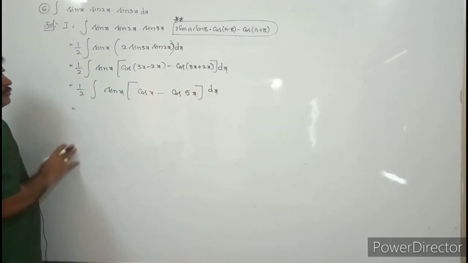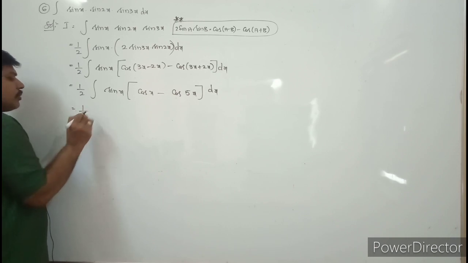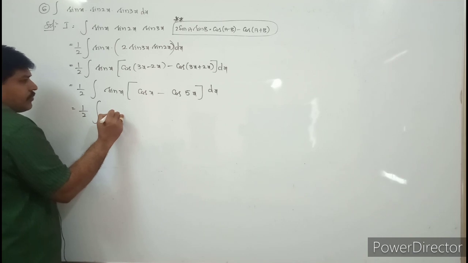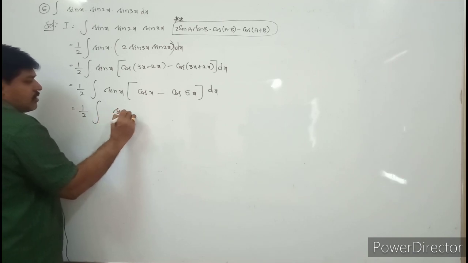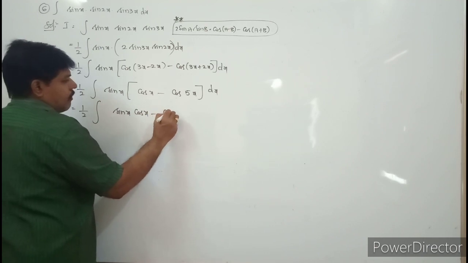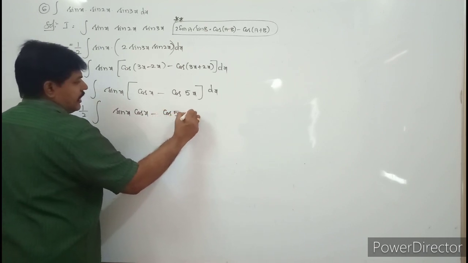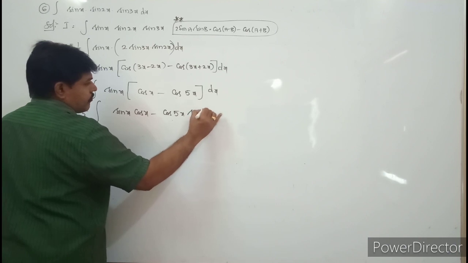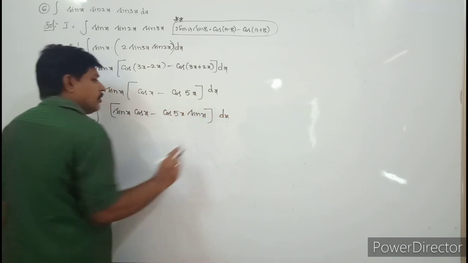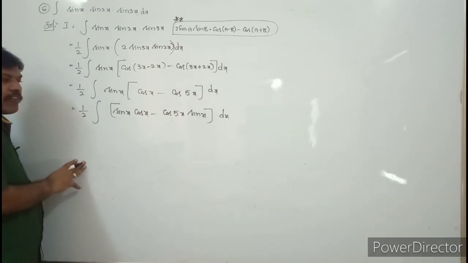So that is equal to 1 by 2 into the integral of, multiplying with sin x, sin x into cos x minus cos 5x into sin x into dx. See that carefully here, students.